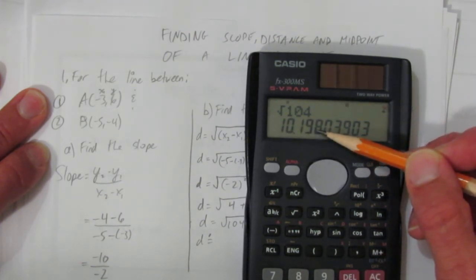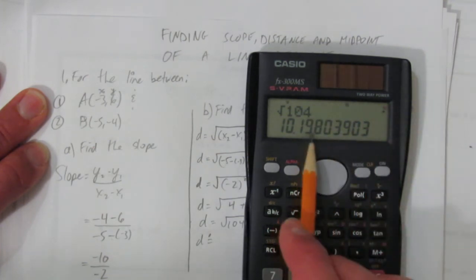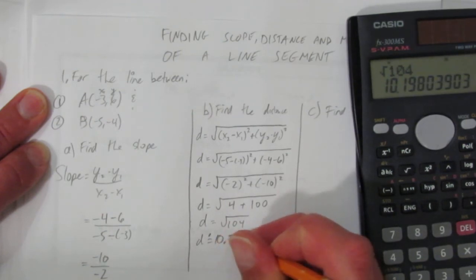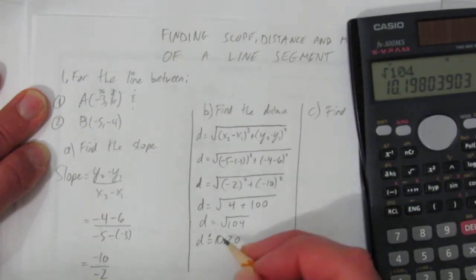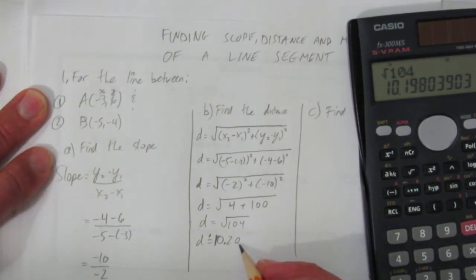10.19, but this 8 means round the 9 up. That's a 0, carry the 1. So 10.19 rounded up gives 10.20, and you absolutely have to put the 0. If I ask you to round to 2 decimal places, you better show that you've rounded that second decimal place. My distance is 10.20.